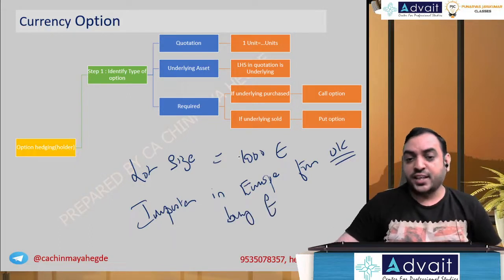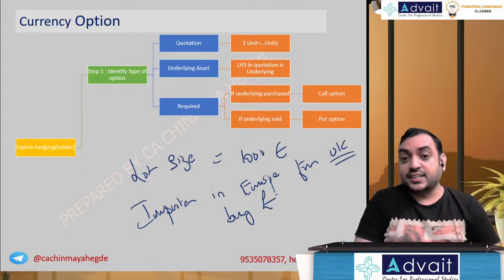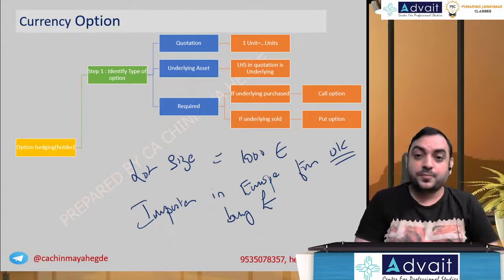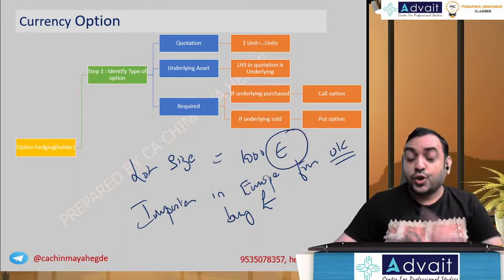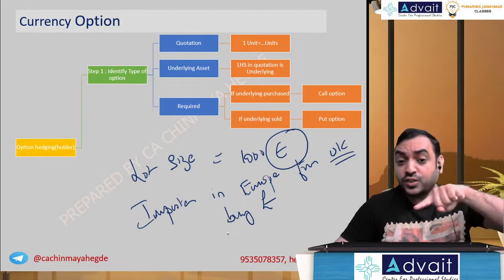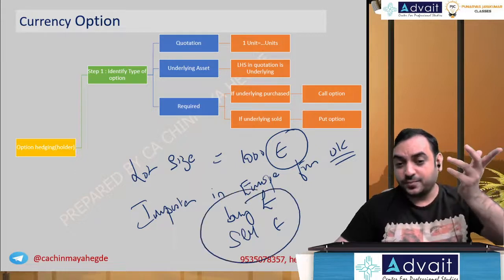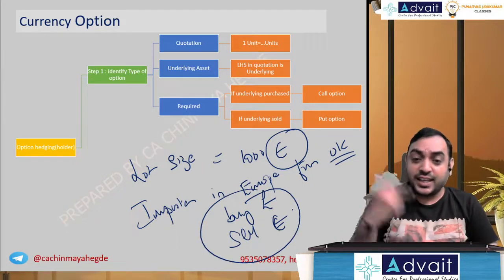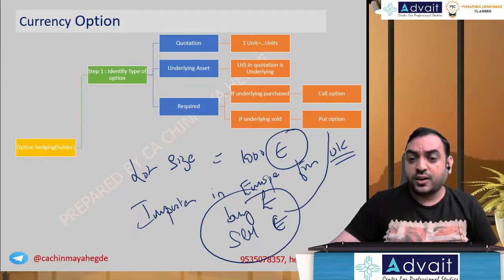I hope that is clear. He needs to purchase pounds. Okay, but look at the underlying asset. Is the underlying asset pounds? Euro. So you should not say buy pounds. You will say sell euros. Both are the same only. So selling euro means we go for a put option.